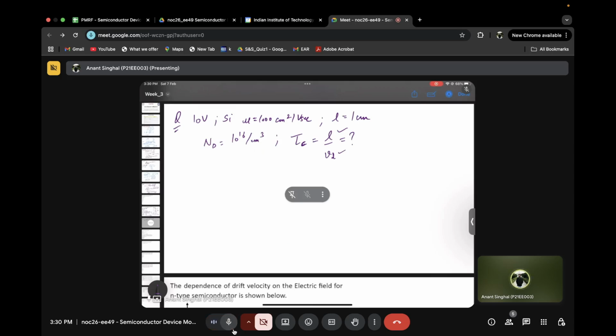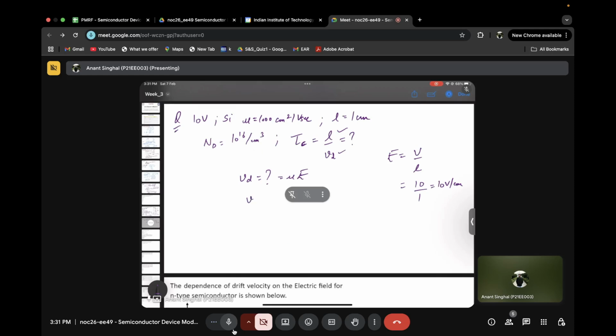So again, any answer? This was supposed to be an easier one. Anybody who was able to calculate VD? So this is mu E, right? Mu is given. We need to find E. E is what? V by L. So V is given as 10 volts. L is given as 1. So this is 10 volt per centimeter.